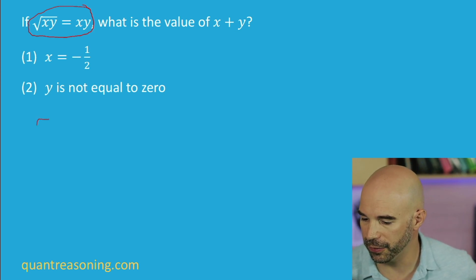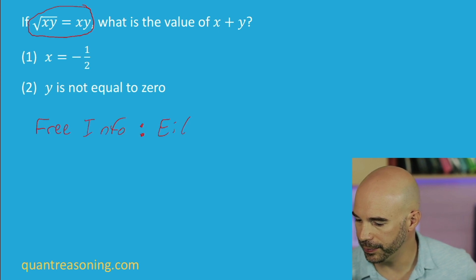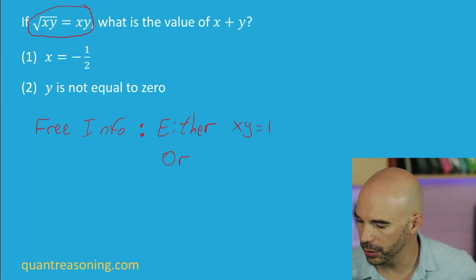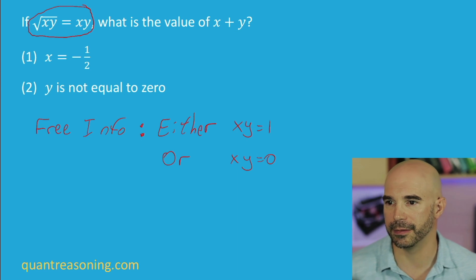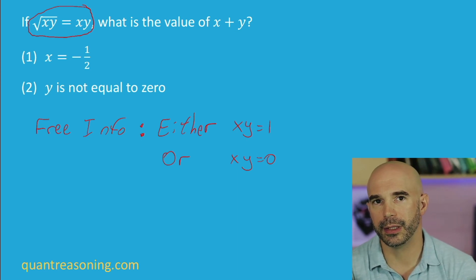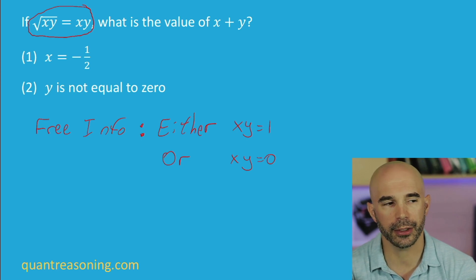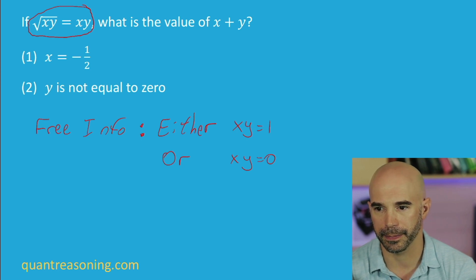Right? The free info here is telling us what? Either xy equals 1 or xy equals 0. That's the inference. And I think if we didn't make that inference early on, before reading the question, then we're off to a very bad start, and we're unlikely to be able to solve the question.